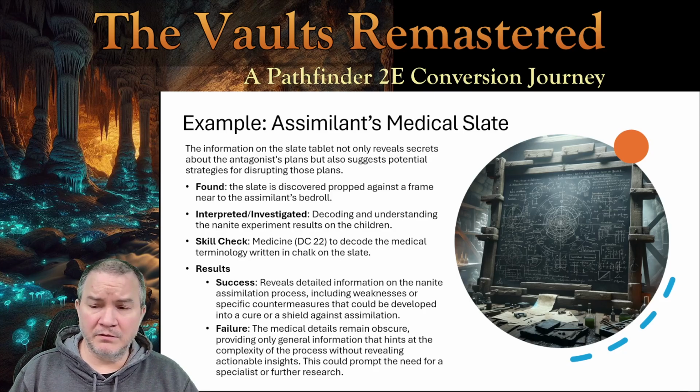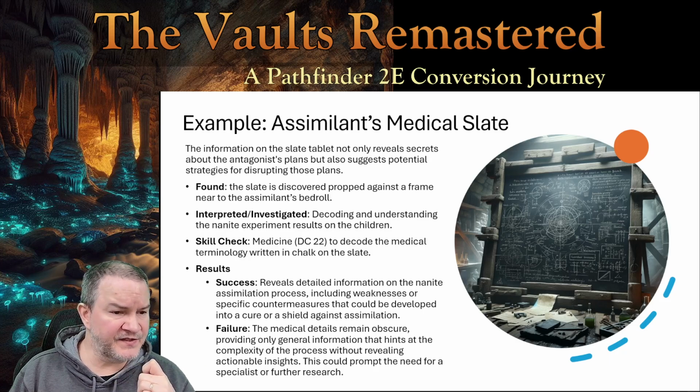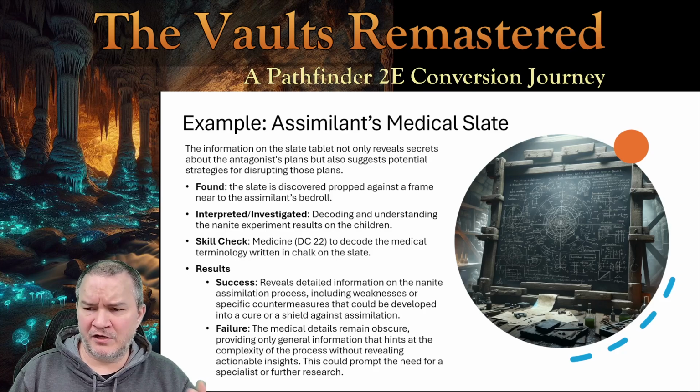And if they do, they can either have a successful result or a failure result, right? Success, they reveal the information on the process that's being detailed on the slate, including the weaknesses or countermeasures that could be developed for a cure or some sort of shield, vaccine, if you will, against this assimilation process. Even if they fail on this roll, which did happen in my game, the player character who was attempting to interpret this thing failed their check. And so the medical details remain obscure. They only gave some general information, some hints about the complexity of what's going on with this process.